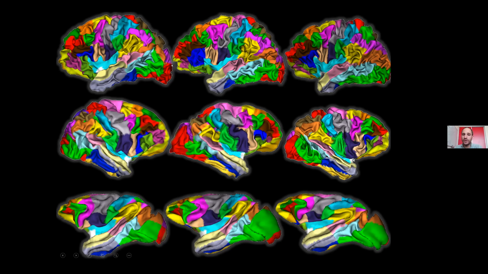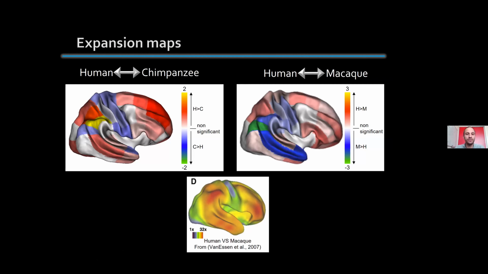Of course, we can do different things with this technique. One intuitive one would be to look at expansions of areas across the different species, as has been done by Vanessa earlier. And of course, we can do that and look at this map. So for instance, how did each region expand between chimpanzee and human? And you see the correspondence with previous literature, and also the same between human and macaque.